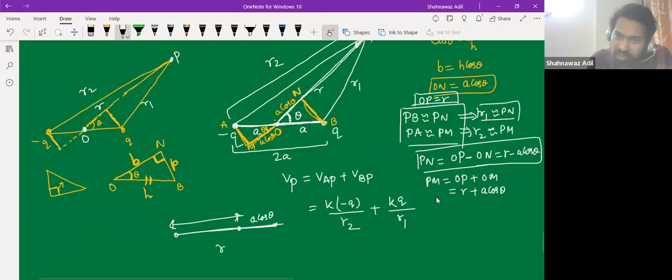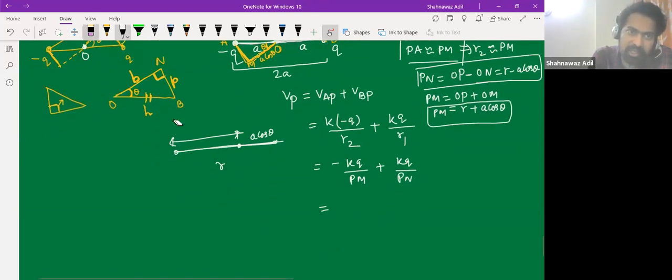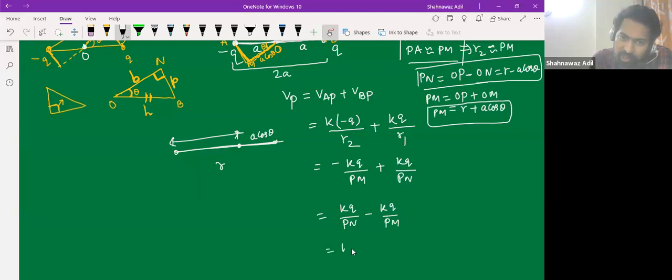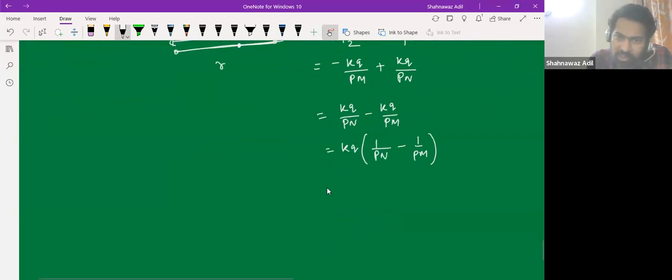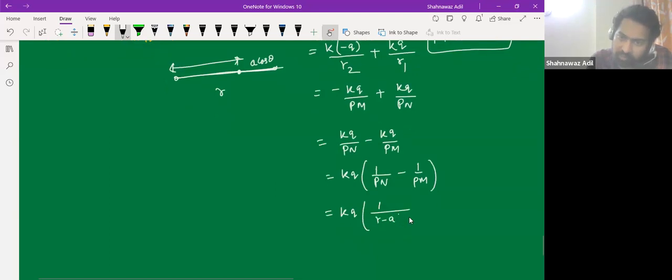Okay, so now we have found out all these values. So we will put these values in here. So this is minus KQ and R2 is PM, and R1 is PN. Let me write it in this way, negative 1 on this side. So KQ by PN minus KQ by PM. So KQ I can take common outside, 1 by PN minus 1 by PM. So this would be how much? KQ, and PN is how much? PN is R minus A cos theta, and PM is R plus A cos theta.